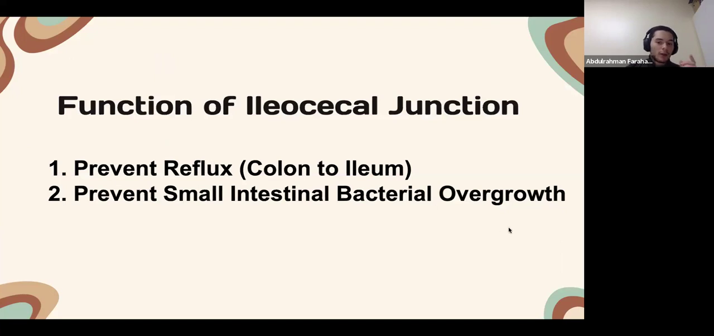So mainly, it would prevent reflux of the material from colon back to ileum, but also, you're right, I wrote it here, prevent small intestinal bacterial overgrowth. Normally in the large intestine, you would have a bacterial environment, which we call the normal microbiota of the large intestine. This bacteria is important for us for protective mechanisms and other functions. The ileocecal junction prevents those bacteria from escaping the large intestine and entering the small intestine, because once they enter the small intestine, we're going to have another problem. But let's keep it at this for now, because we're done with the physiology part.